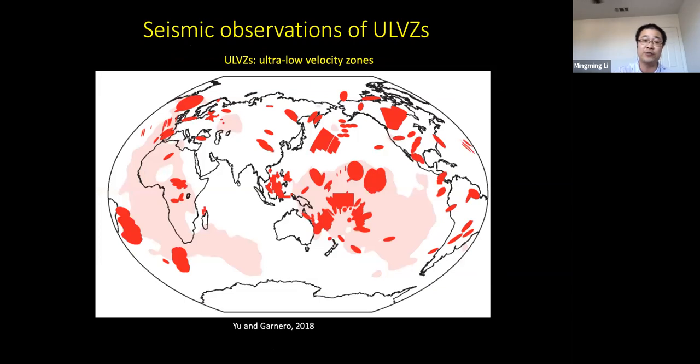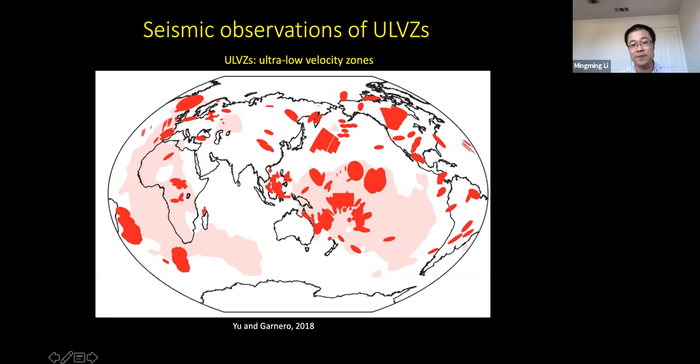And also, in addition to the very large LSVPs, seismologists also detect much smaller structures, which are called ultra-low velocity zones, or ULVZs in short. In this figure, the pink color shows the location of the two LSVPs, and the red color shows the patches of ULVZs. You can see the distribution of ULVZs is almost random. We can see ULVZs both outside and inside LSVPs. And there are also many ULVZs at the edges of the LSVPs, right?